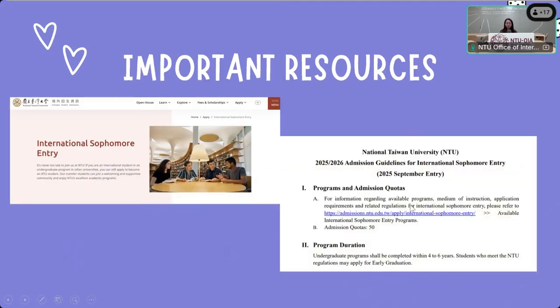And then, the important resources, as mentioned before: you need to be very familiar with the website of NTU International Sophomore Entry, and also the admission guidelines. Make sure you've read this very thoroughly and don't miss a single point, because it's very important. Everything is in the guideline.